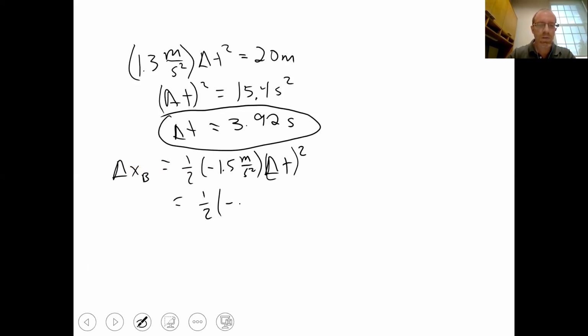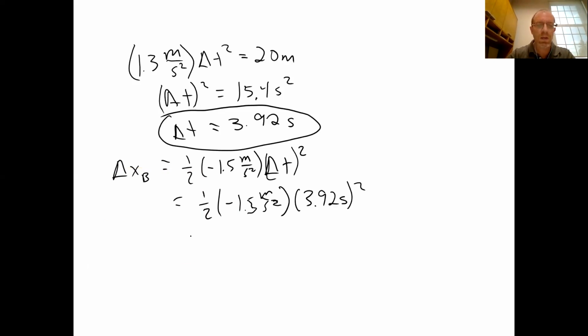So at least I caught it. Okay, negative 1.5 meters per second squared is what that's supposed to say. There we go. Times 3.92 seconds squared. And I get the result that Bob's displacement is negative 11.5 meters. So that's Bob's displacement. So now the question is, are we done?